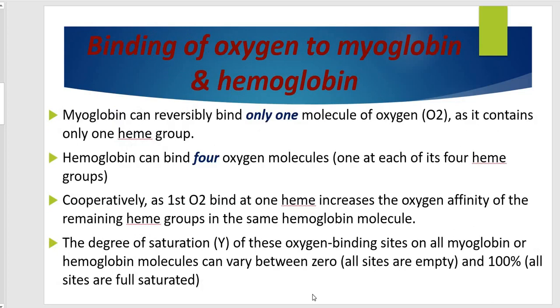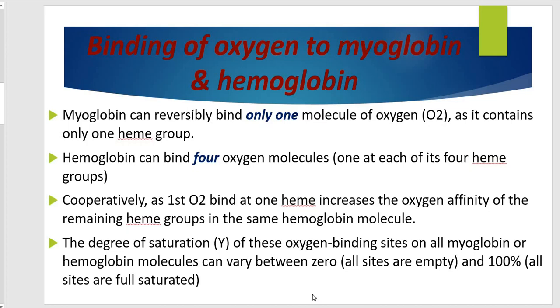Binding of oxygen to myoglobin and hemoglobin. They are both oxygen binding proteins. They can carry oxygen. Myoglobin is a single polypeptide chain, so it can reversibly bind to one molecule of oxygen, as it contains one heme group, as we said before. Hemoglobin can bind to 4 oxygen molecules, as it contains 4 heme groups in the 4 polypeptide chains.